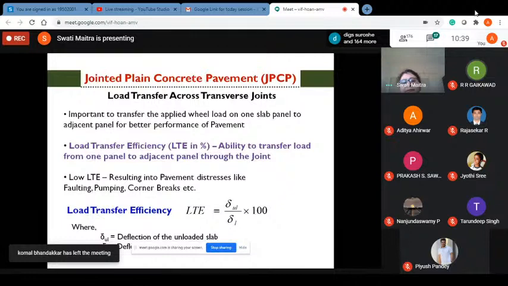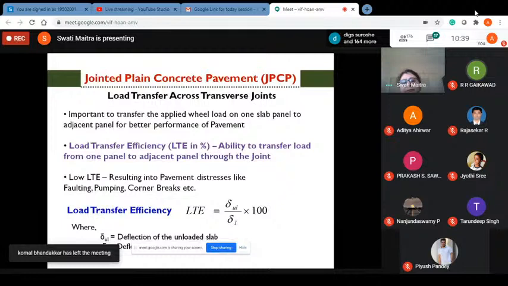Now we will discuss the design guideline IRC 58 briefly. So the factors that govern the design are the design period, the traffic characteristics, the soil characteristics, and the climatic characteristics. We normally design our rigid pavement for 30 years. So for that period of time, we also have to consider the traffic.